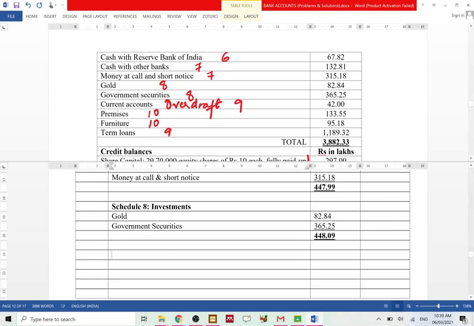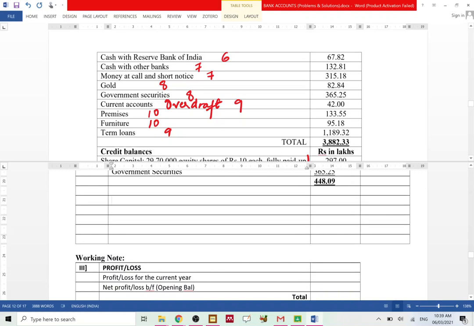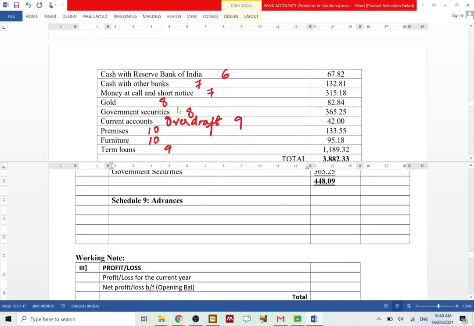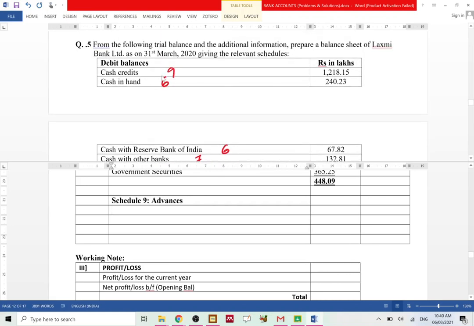Now the next one, let's do schedule 9, and schedule 9 is advances. Right. So for schedule 9 we also have one here. Okay, so just be careful as to not miss out any amount. This is cash credits, which is 1218.15.